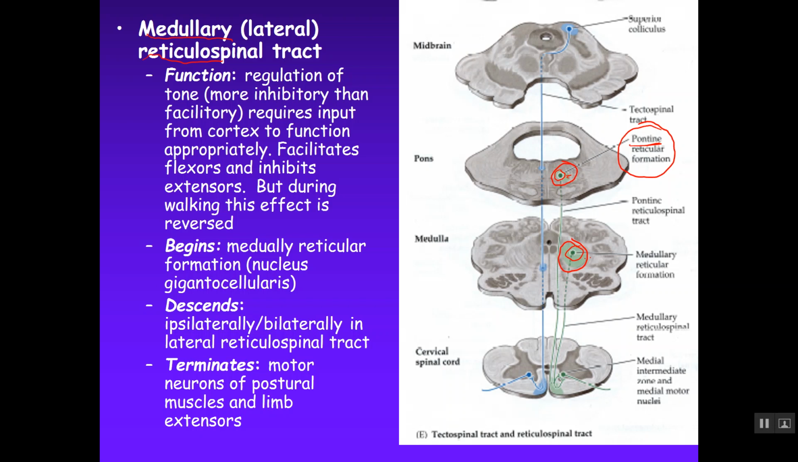However, during walking, the effect is reversed. So during walking, it tends to facilitate more extensors and inhibit more flexors for the lower limbs. But that's just kind of a footnote there.